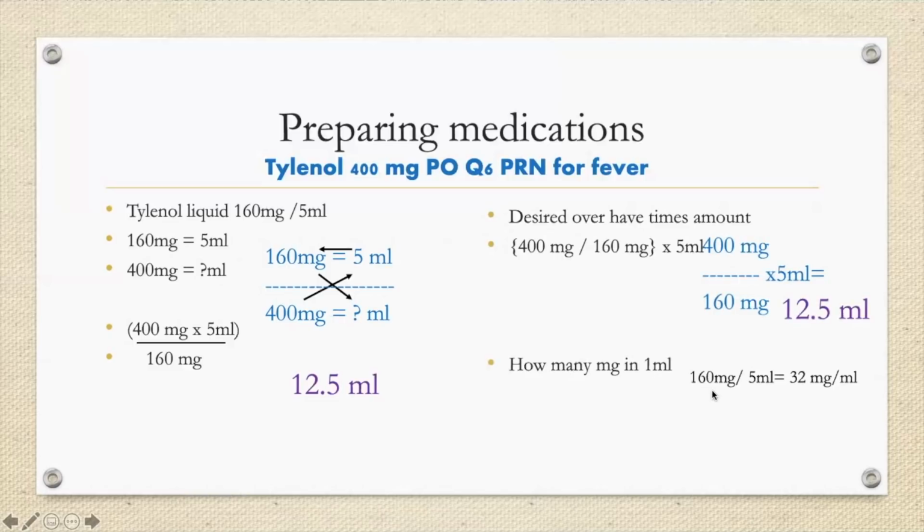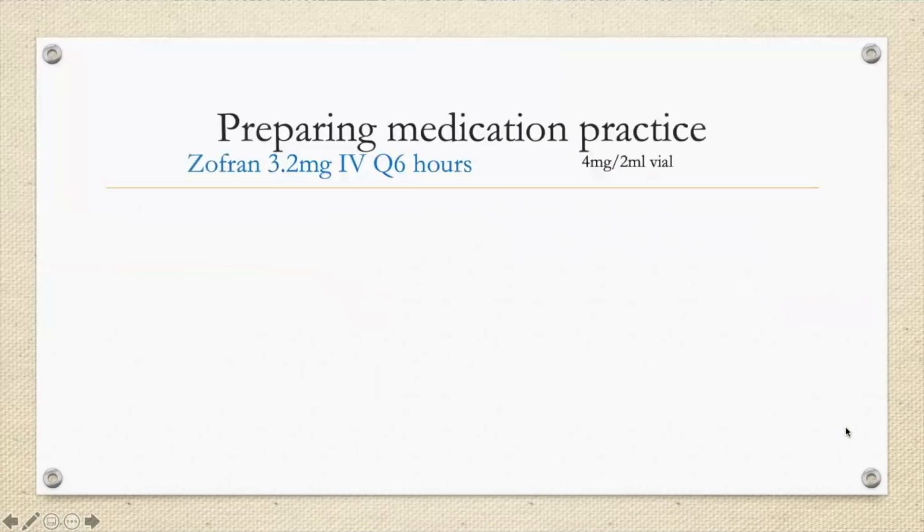So if there's 160 milligrams in 5 mLs, that means each mL has 32 milligrams. We take what we want, we divide it by that milligram. It'll tell us how many milliliters we need. Likewise, we can also do this with IV preparations.